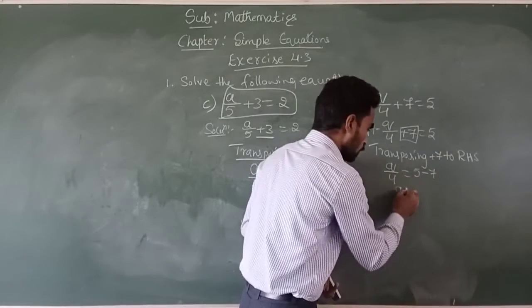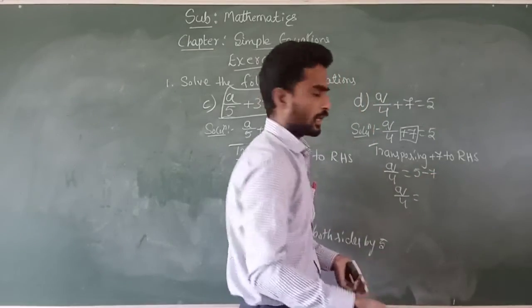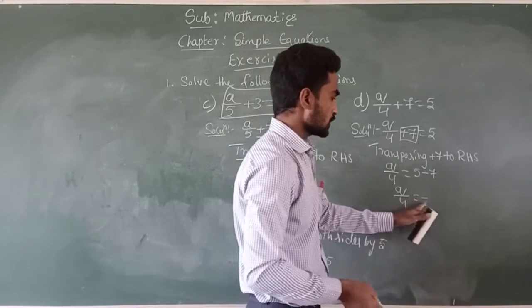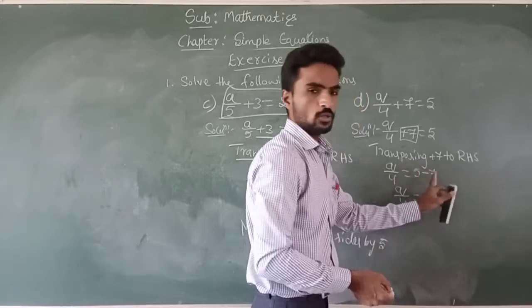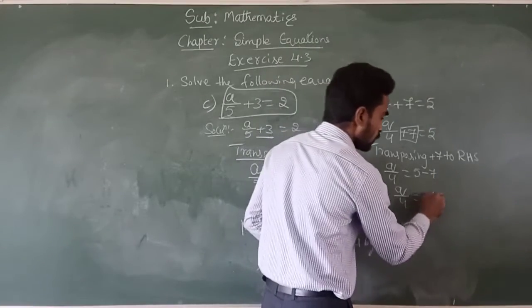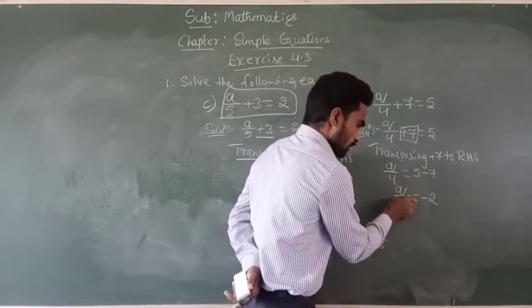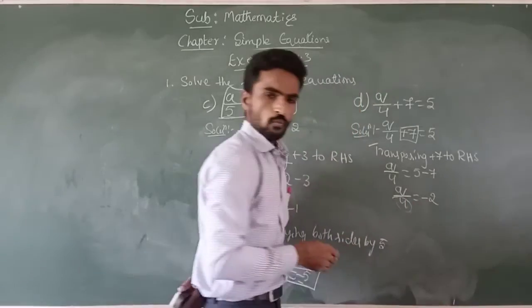Then q by 4 is equal to, here the bigger number is 7, which has a negative sign, that's why we put a negative sign. There is a subtraction between these two numbers, then 7 minus 5 is equal to 2. Then here the variable q is divided by 4.